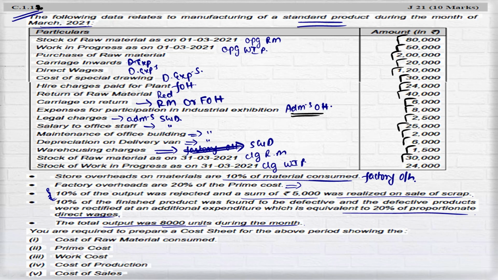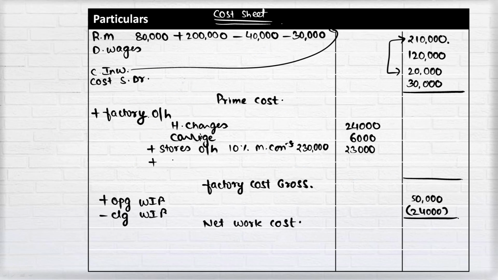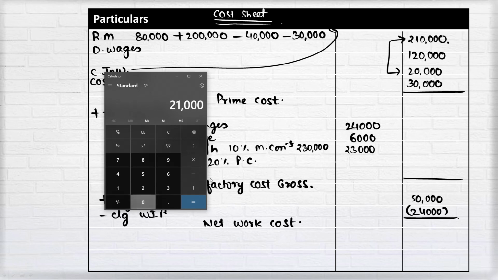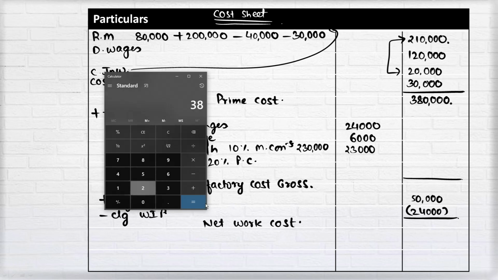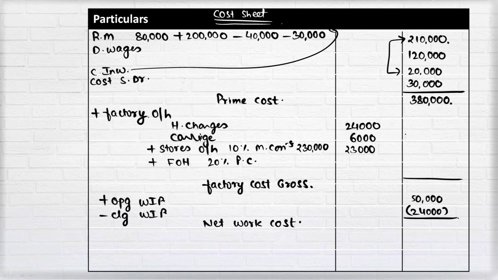Factory overheads are 20% of prime cost. Prime cost will be 2,10,000 plus 1,20,000 plus 50,000. It is 3,80,000, and 20% of 3,80,000 is 76,000.